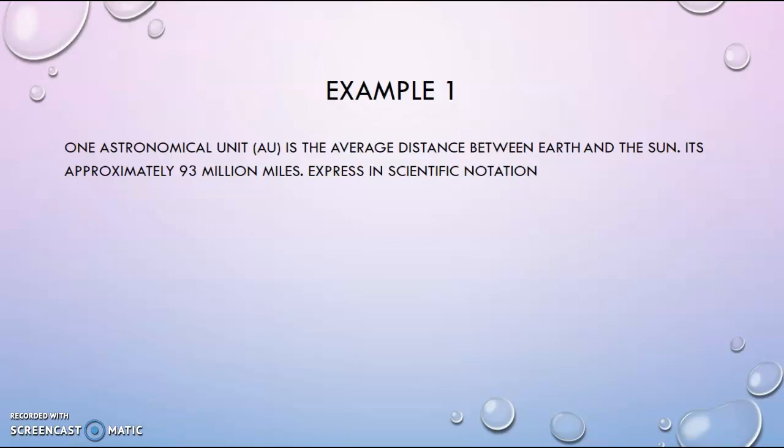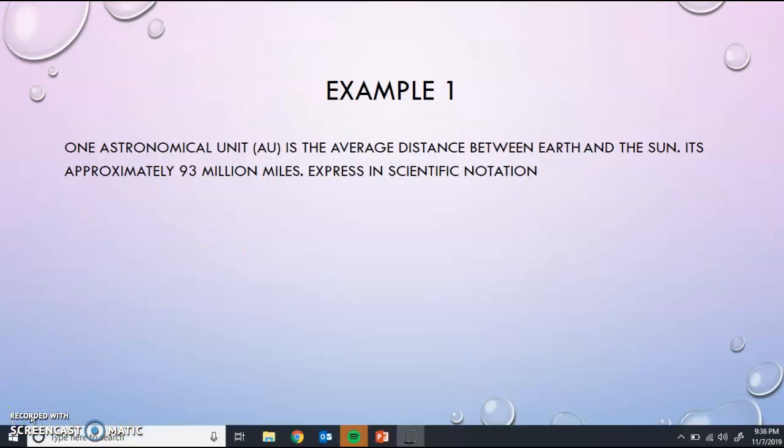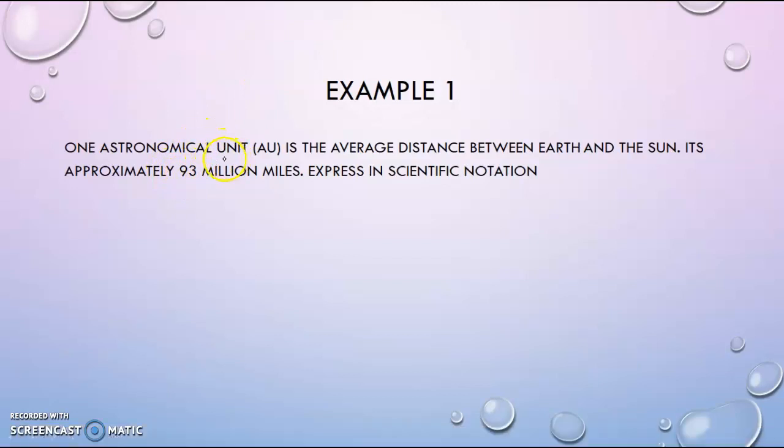So, talking about examples, here we have 1 astronomical unit, which we'll refer to as AU from here on, is the average distance between the Earth and the Sun. And it is approximately 93 million miles. We want to express that in scientific notation. So, first, we've got to keep in mind how much a million is. All right, you've got to remember how many zeros a million has, which is 6. So when I write this, I would have 93 and 6 zeros. So that's our original number.